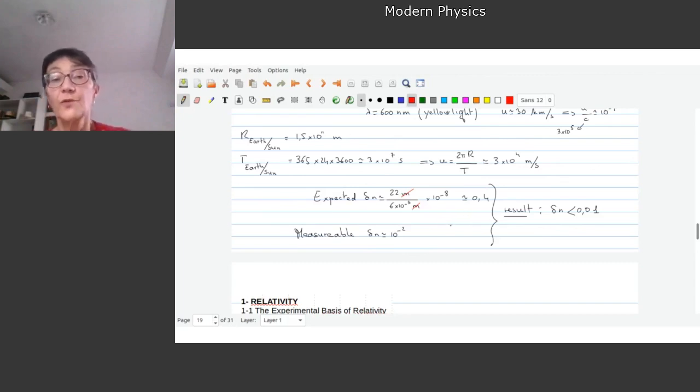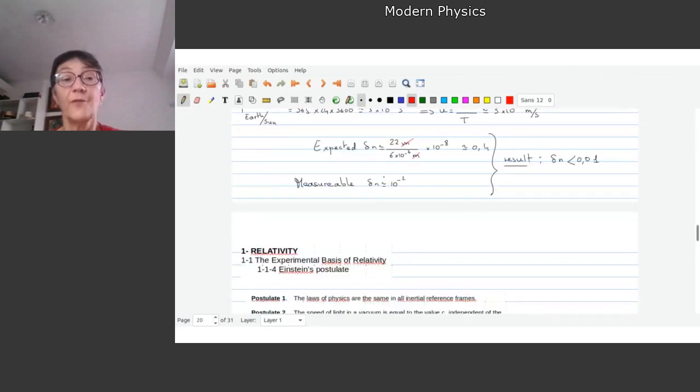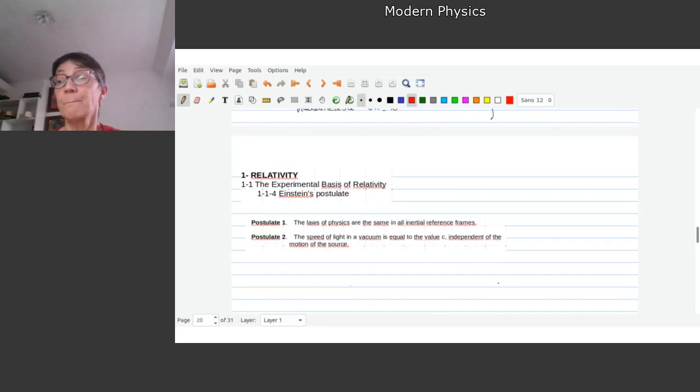Even today, you do this experiment, and it can be as precise as you want, but you won't measure anything. So what is the result of this? There is no privileged medium, there is no privileged frame of reference.